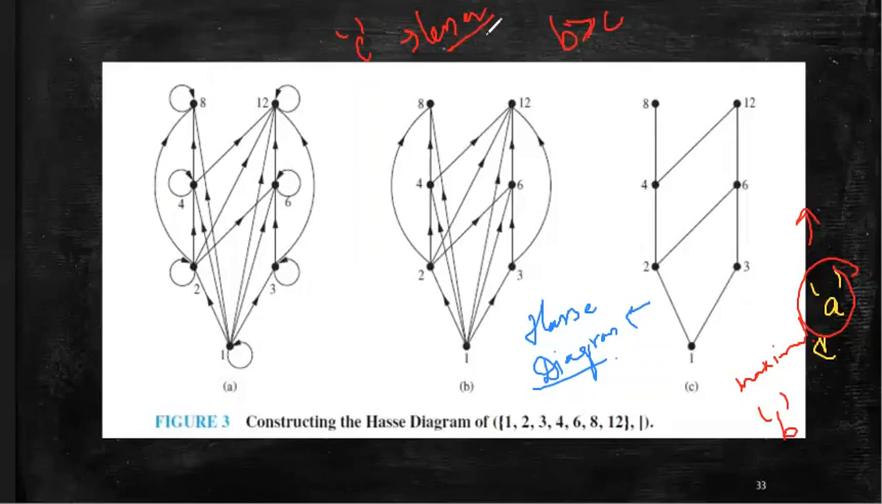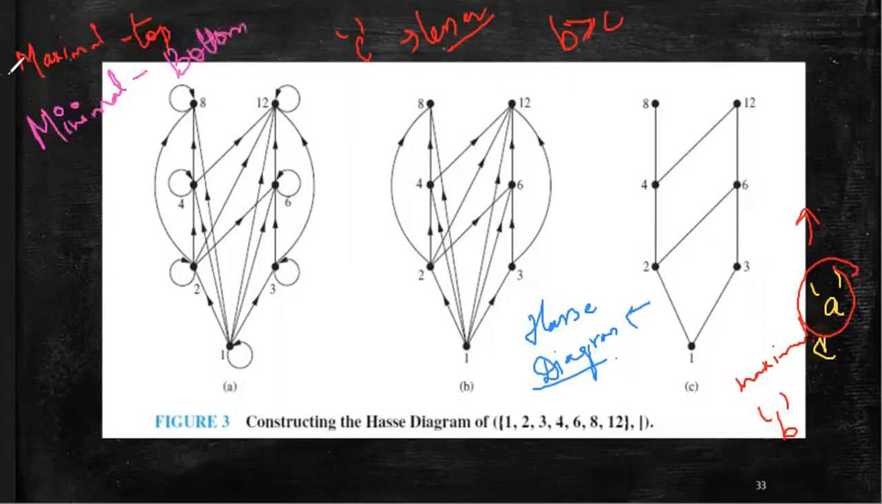So basically what we can say is maximal and minimal elements can be easily spotted in our Hasse diagram. Whenever we are talking about maximal elements, they are the top elements in the diagram, and the minimal elements are the bottom elements. This is the easiest way that you can tell about maximal and minimal elements.